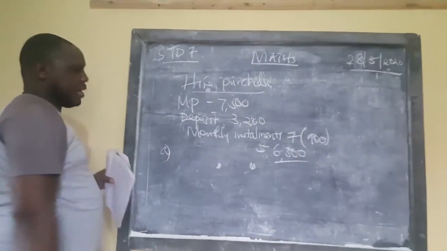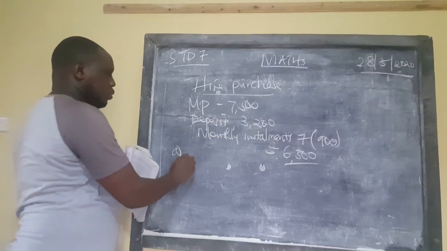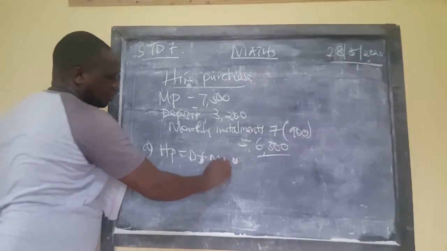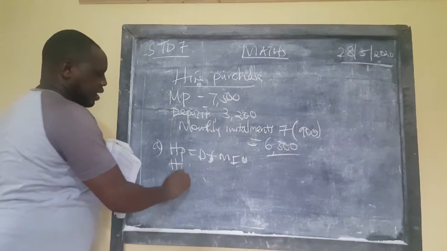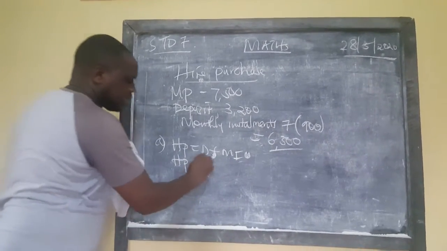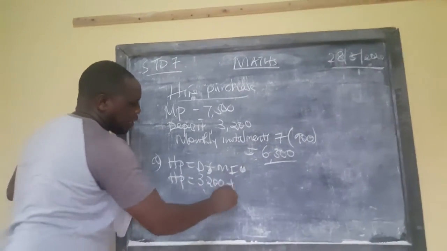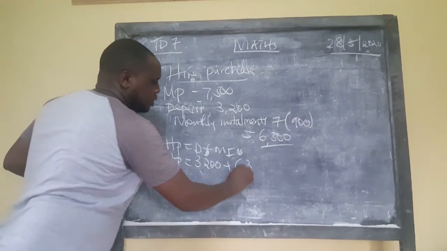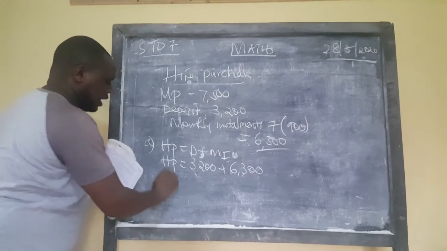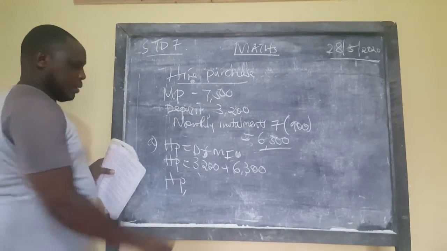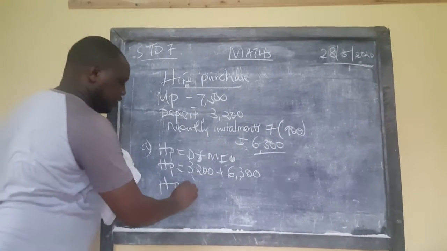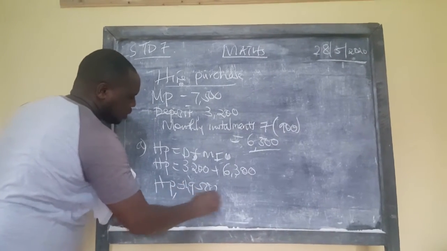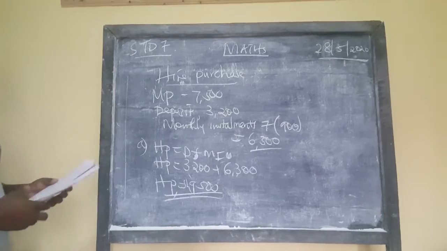Now, number A, what she paid, her purchase price, is equal to the deposit plus monthly installments. Therefore, her purchase price is equal to the deposit 3,200 plus the installments 6,300, and that will give us 9,500 shillings. That is what she paid as her purchase price.